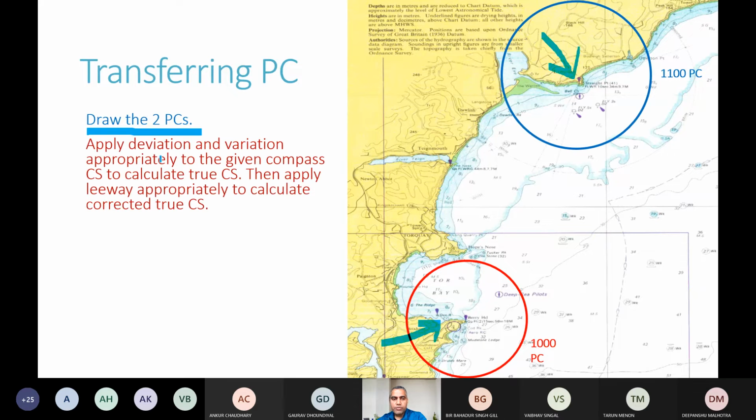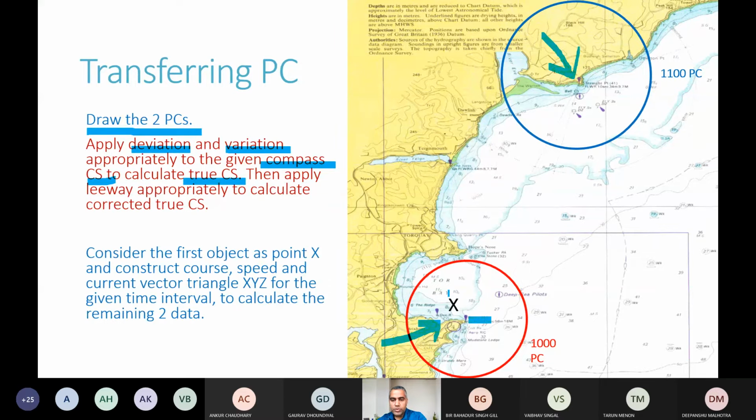Now what we do is, to the compass course steered which is given to us, we apply the deviation from the deviation card. Variation is also provided to us in the question paper. So once you apply these two, we know the true course steered. To this true course steered, if there is any leeway and wind, we apply the leeway also and we get the effective course. So this effective course is now applied to the center of the first position circle, the 1000 position circle center, which is the Berry Head Lighthouse.